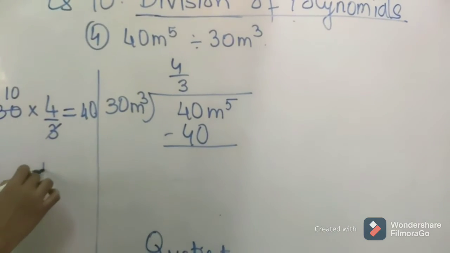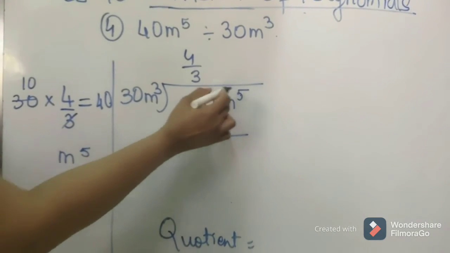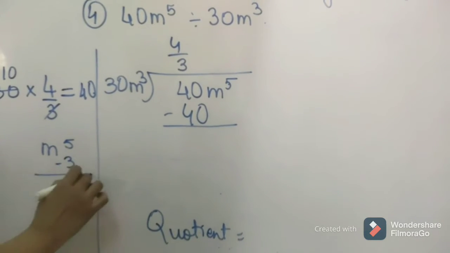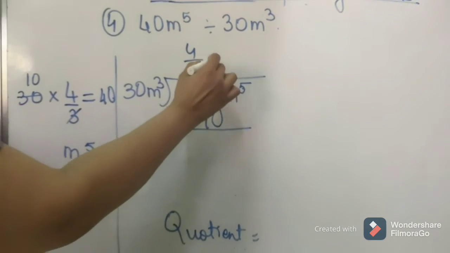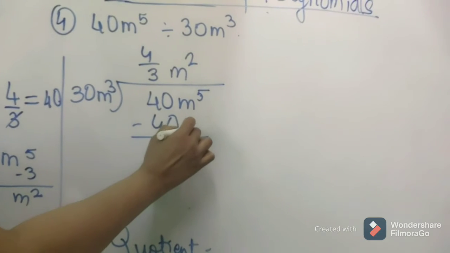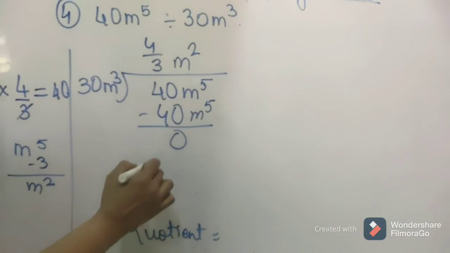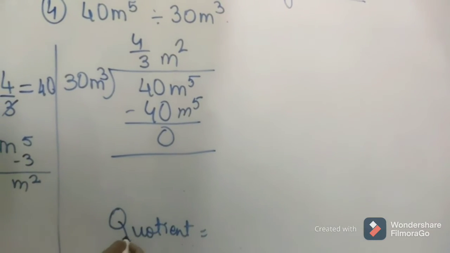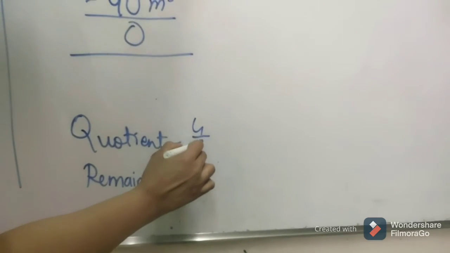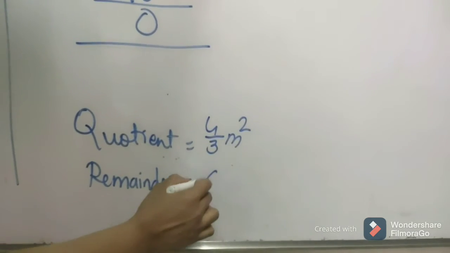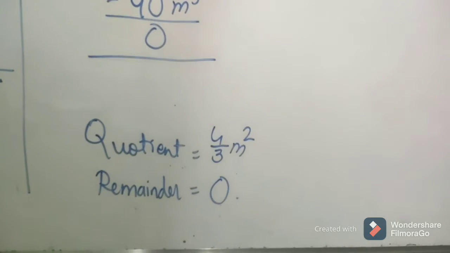Now what about m? I know m5 minus m3 will give me m square. So I'm multiplying by m square, so I'll get m5. Again the remainder is 0. So quotient is 4 upon 3 m square and remainder is 0.